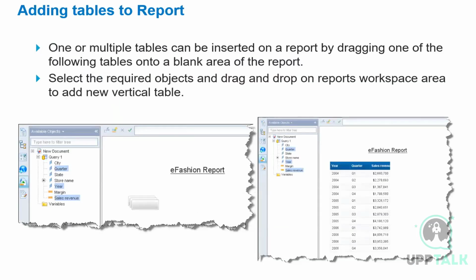How do we add tables to reports? One or multiple tables can be inserted on a report by dragging one of the following tables onto a blank area of the report. Select the required objects and drag and drop on the report workspace area to add a new vertical table. So if you want to add 3 or 4 objects in the report, if you select and drop in this report space, a table will be displayed.